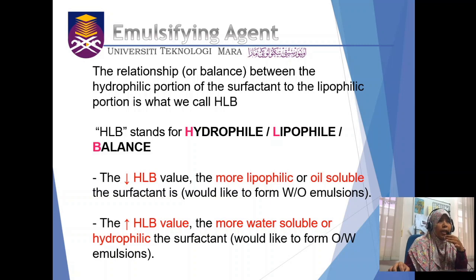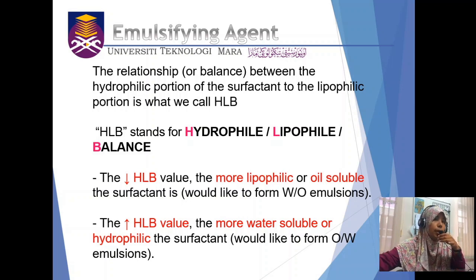For emulsifying agents, you must know the HLB. The HLB is the relationship or balance between the hydrophilic portion and the lipophilic portion of the surfactant. HLB stands for hydrophile, lipophile balance. If the HLB value is low, it means that it is more lipophilic or oil soluble, so the surfactant will form a water in oil emulsion. If the HLB is higher, it is more water soluble or hydrophilic, so it can form an oil in water emulsion.